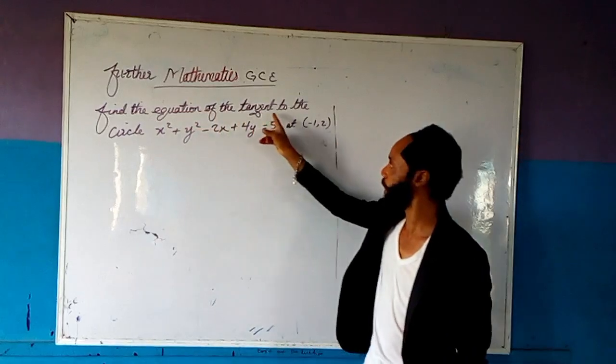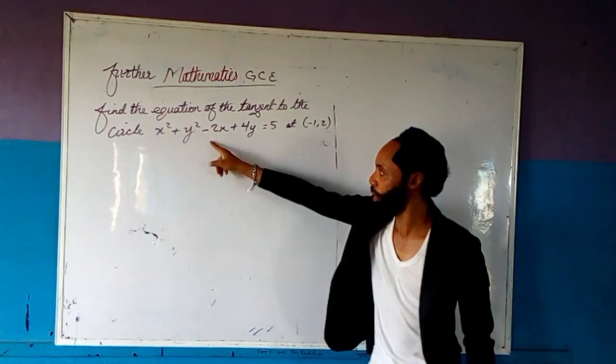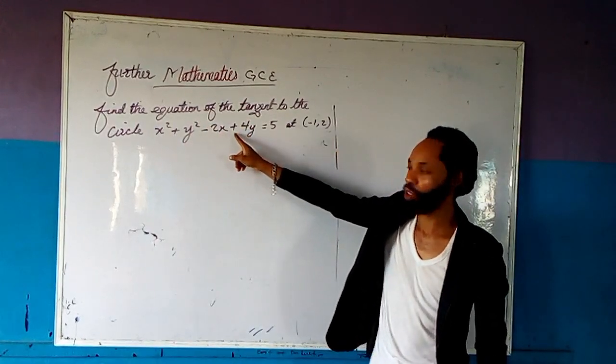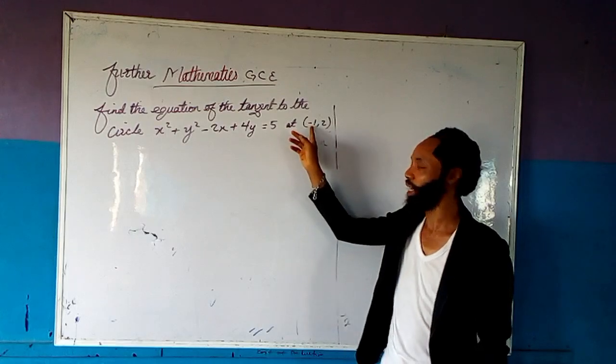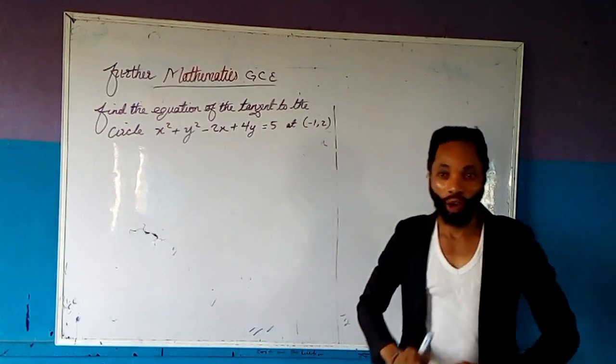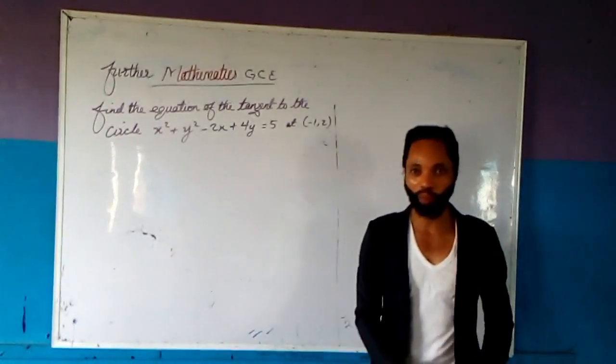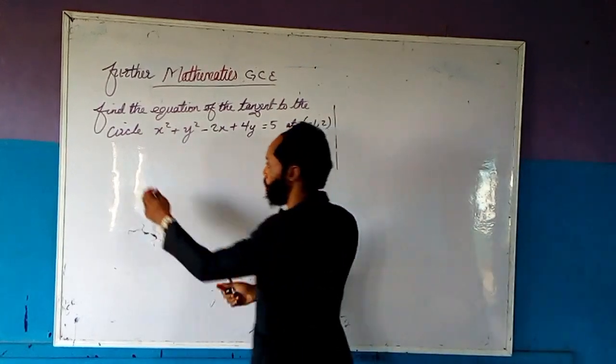Find the equation of the tangent to the circle x squared plus y squared minus 2x plus 4y equals 5 at negative 1 comma 2. Now the first thing you want to understand: for an equation to be complete, you need two things, the point and the slope.